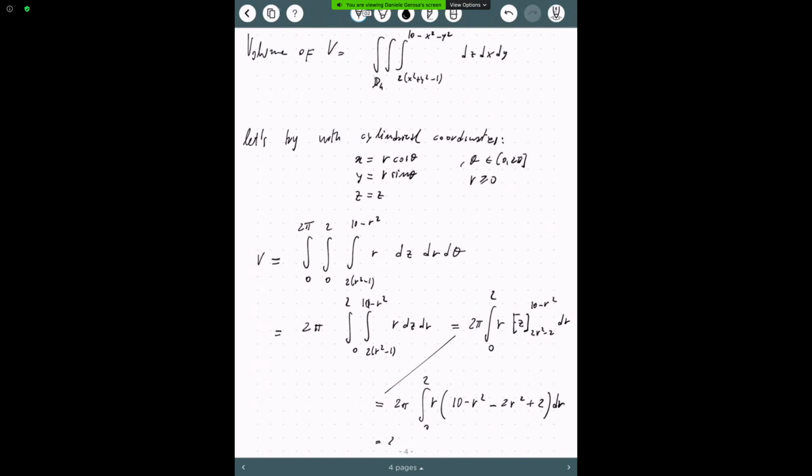This is equal to 2 pi times the integral between 0 and 2 of 12r minus 3r cubed dr, and this is a polynomial. The result should be, and that's something different. There is a mistake in my notes. Let me correct it first.